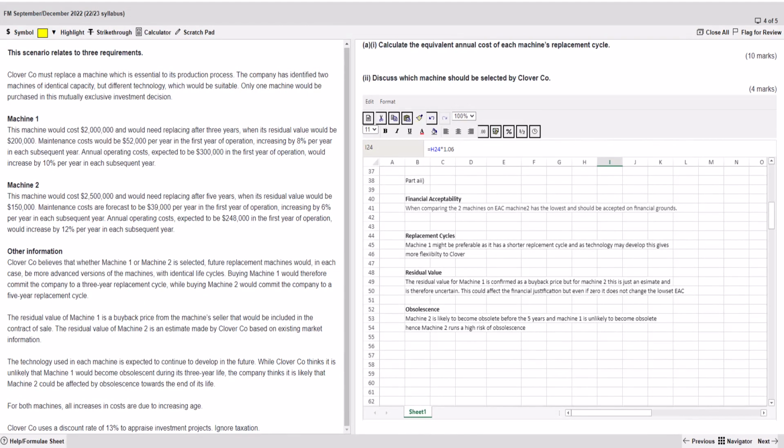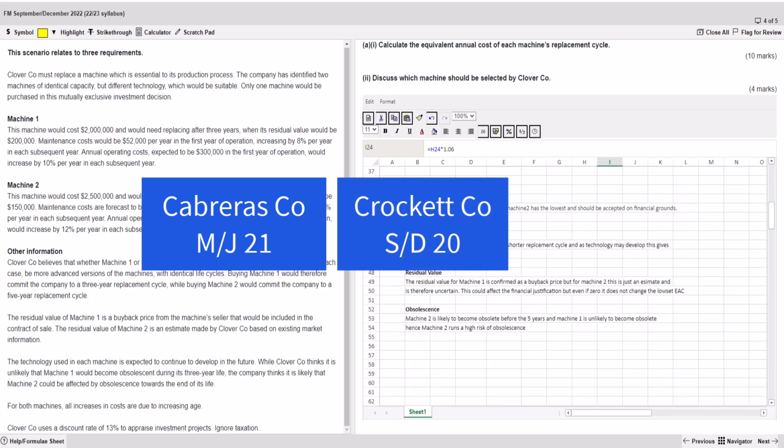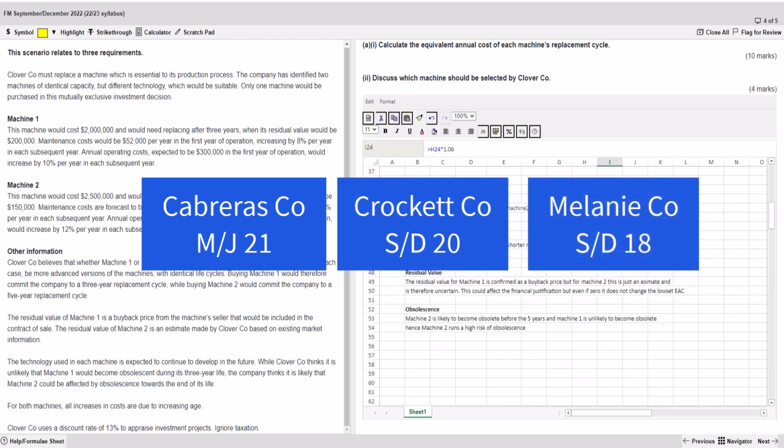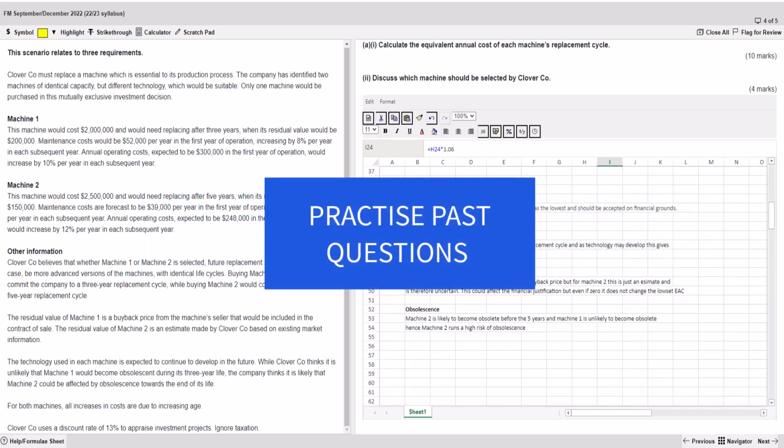Now, further examples of these techniques are in previously published questions, just to prove that things do get repeated if you practice. So the questions were Caberas from March-June 21, Crockett Company September-December 2020, and Melanie Company from September-December 2018. So practice pays off.